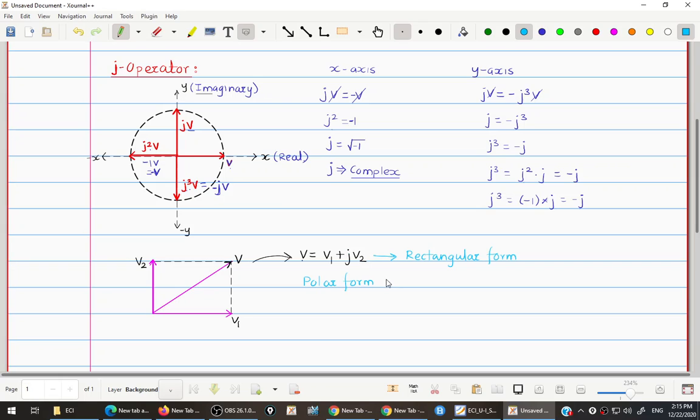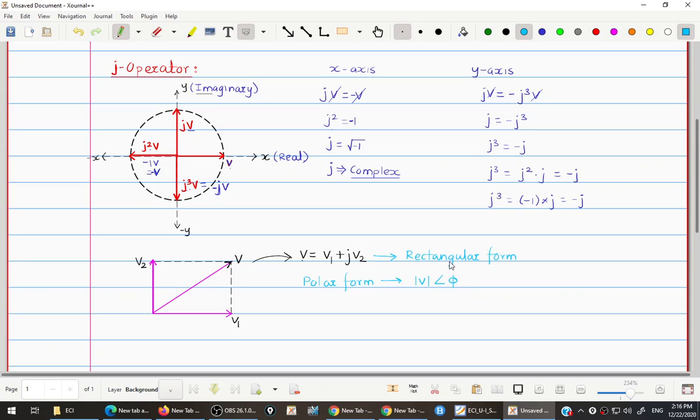So in polar form, again there are two parts. One is magnitude. Okay, so whatever quantity you are having, take the magnitude of that quantity. Okay, and then the next part is angle. So it is represented by this symbol. This symbol indicates it is an angle, and angle is represented by the Greek letter phi. Okay, so any polar quantity consists of two parts. First is magnitude, and then angle or phase angle.